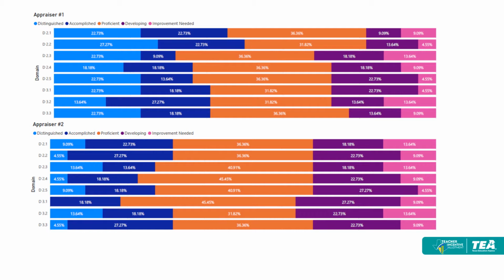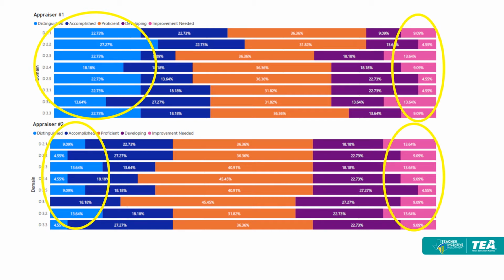Let's start by taking a look at a snapshot of data from two different appraisers at the same Texas school. On the left of each graph, you can see that the appraisers are observing the same dimensions in domains 2 and 3 of T-TESS. You may notice that appraiser 1 has rated far more teachers as distinguished than appraiser 2. Additionally, appraiser number 2 has rated far more teachers as improvement needed than appraiser number 1.